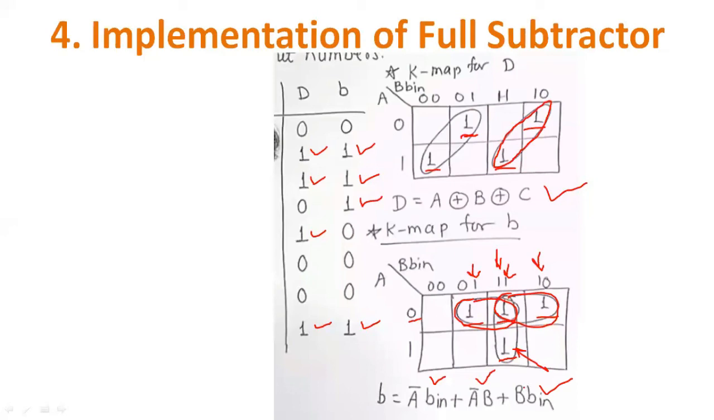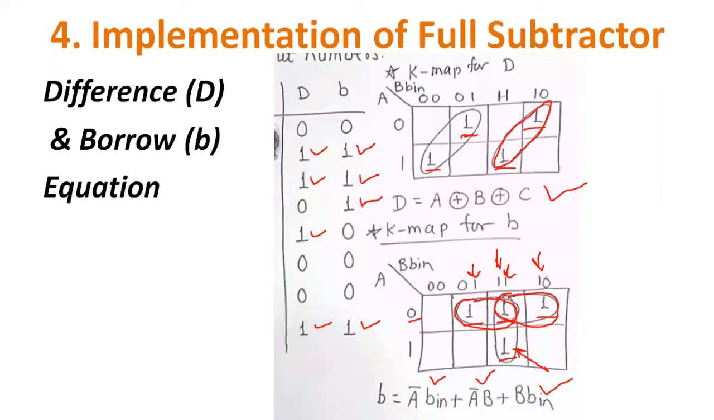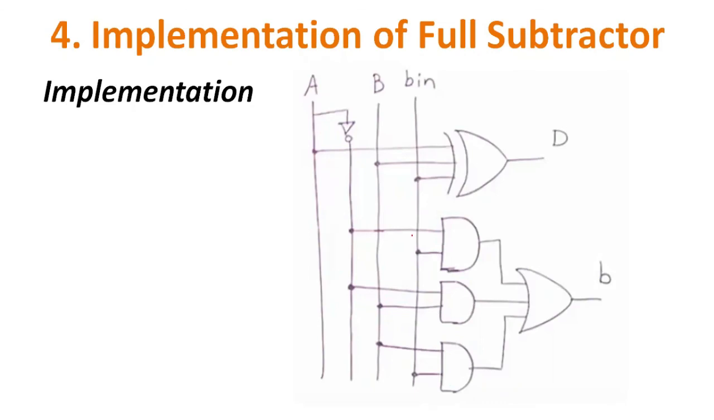Now let us implement this using logic gates. First, the difference should be implemented using XOR gates, and the borrow should be implemented using A bar B, B B in, and A bar B in. So let us see the implementation. XOR gates are required, three AND gates, one OR gate, and for A bar we have used the NOT gate. Let us implement it and simulate in Proteus software.